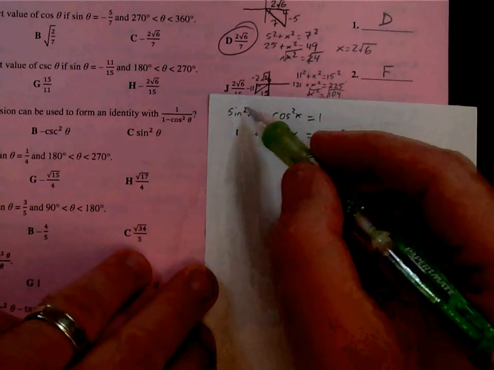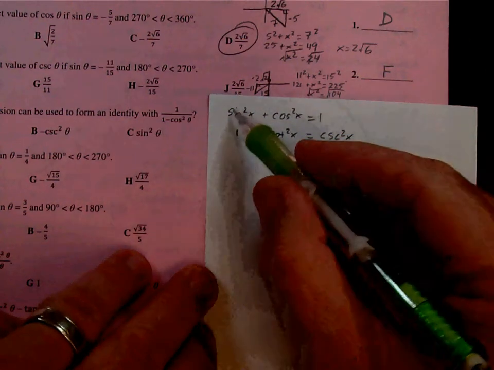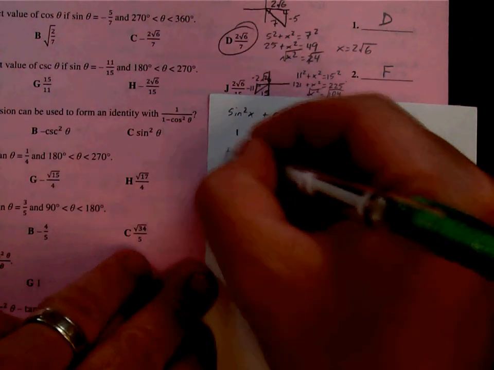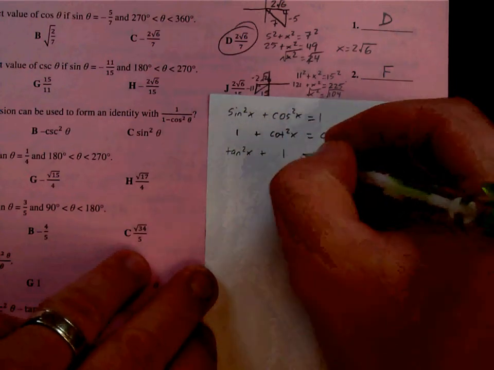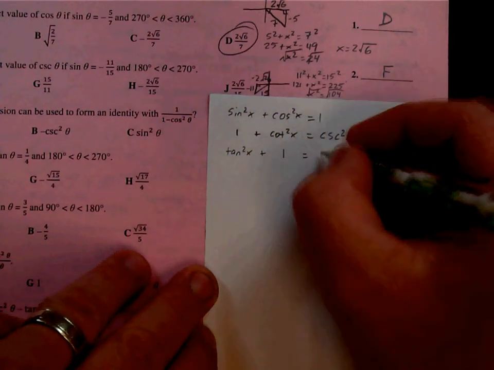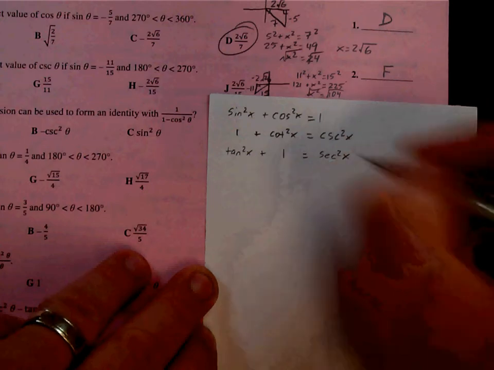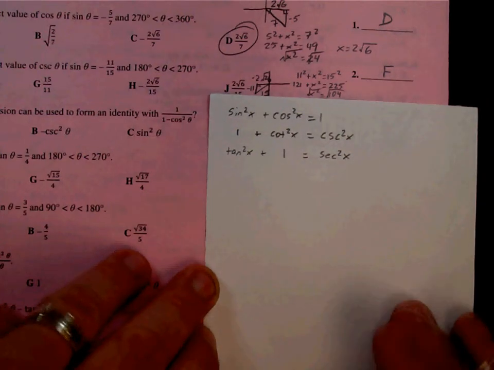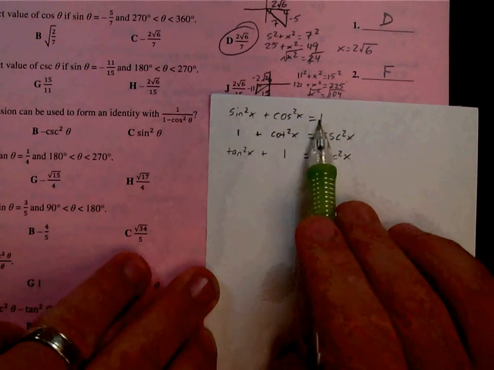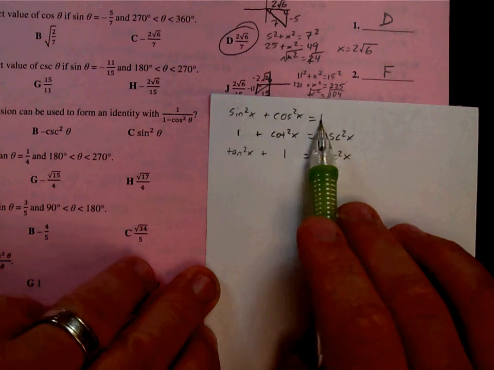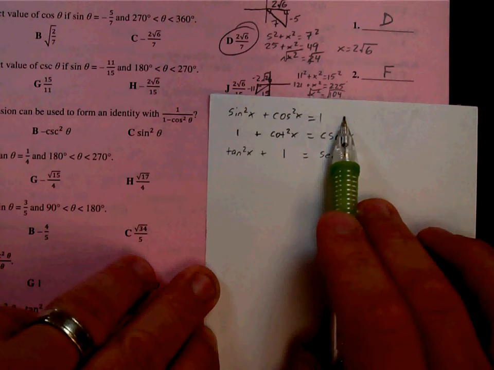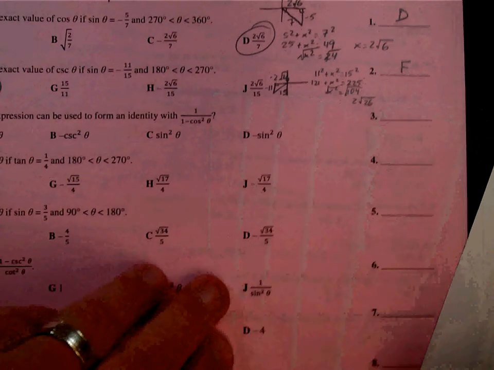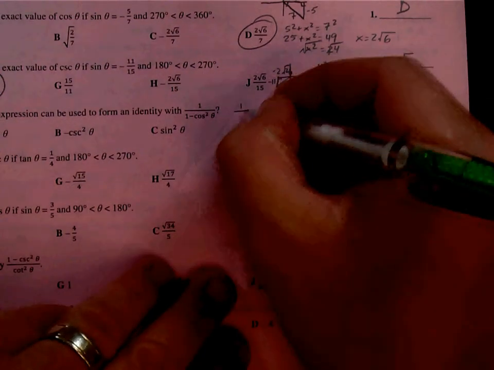Now go back up to the original and divide them all by cosine squared. Sine squared divided by cosine squared, that's tangent squared. Cosine squared divided by cosine squared is 1. 1 divided by cosine squared is secant squared. We'll refer back to this, but on this particular problem, we're doing 1 minus cosine squared. If we look at this top one, if we take 1 and subtract cosine squared from it, I get 1 minus cosine squared. The other side is just sine squared. So that's what that denominator is.